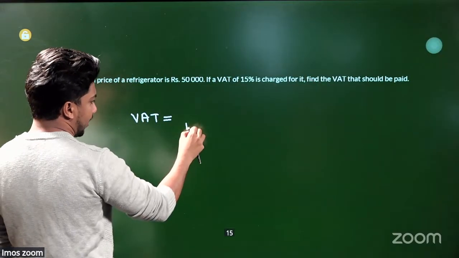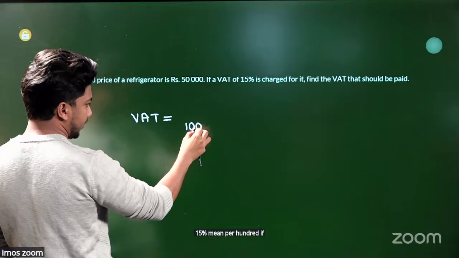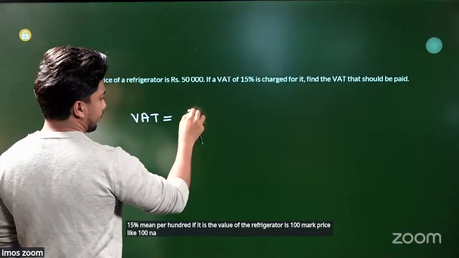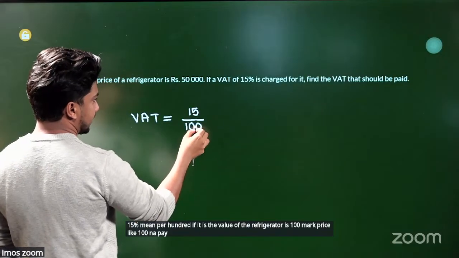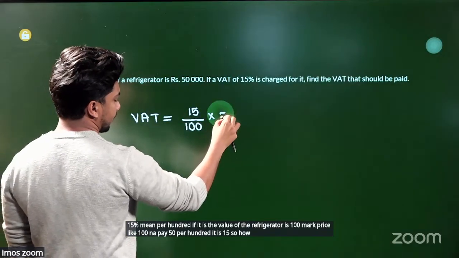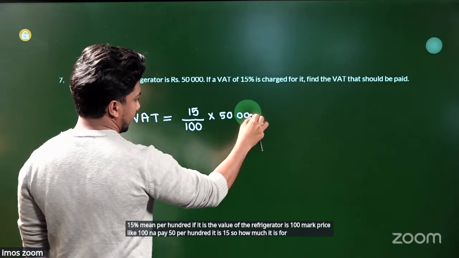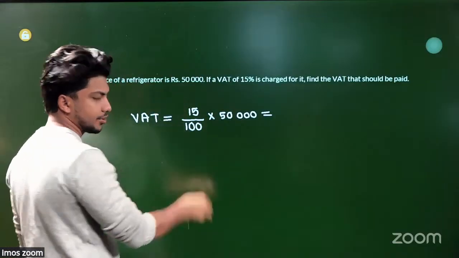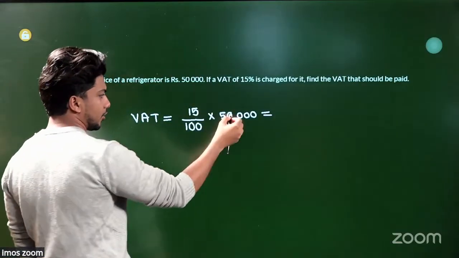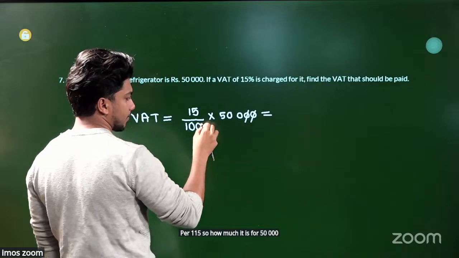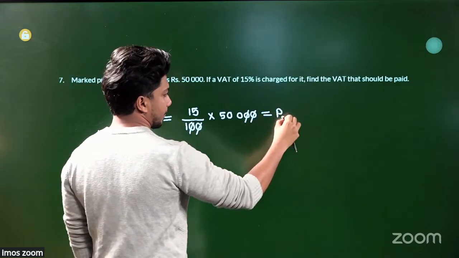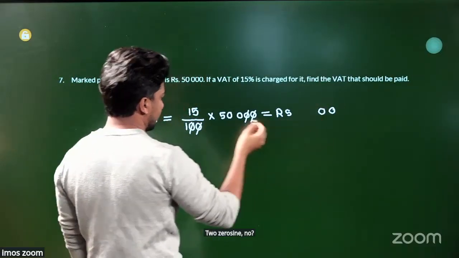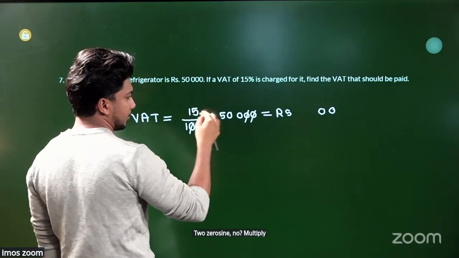15% means per 100. If the value of the refrigerator is 100, you pay 15. Per 100 it is 15. So how much is it for 50,000? Per 100, 15. So how much is it for 50,000? There are 2 zeros here. Multiply 15 by 5, 5 into 5, 25.